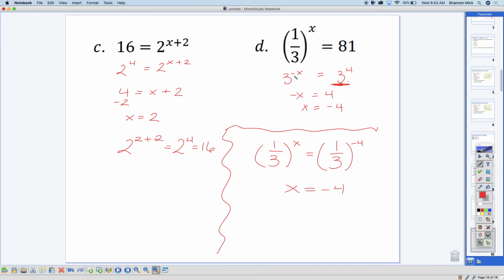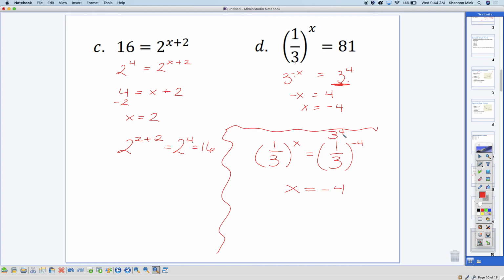Okay, the other way you could do it is start with the 3 to the 4th and make it 1/3, so it would be -4. Either method is fine. But you have to have the same base. You can't have 3 and 1/3 and do this. It will not work. Got it?